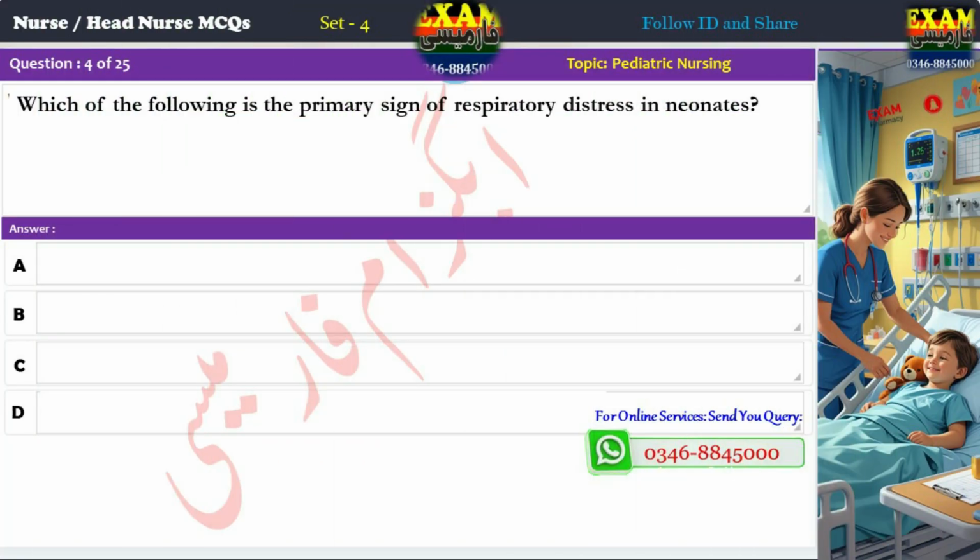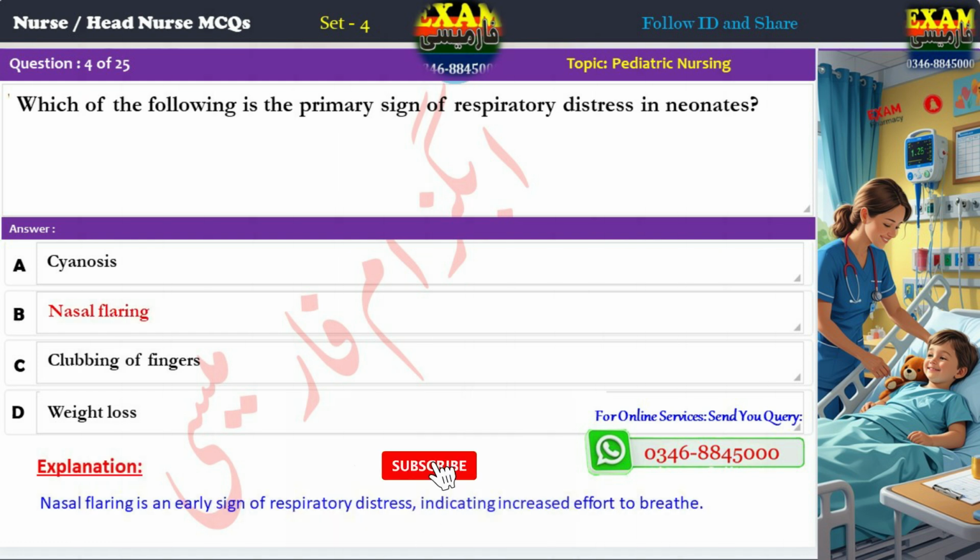Question 4. Which of the following is the primary sign of respiratory distress in neonates? A. Cyanosis. B. Nasal flaring. C. Clubbing of fingers. D. Weight loss. Correct answer: B. Nasal flaring. Explanation: nasal flaring is an early sign of respiratory distress, indicating increased effort to breathe.